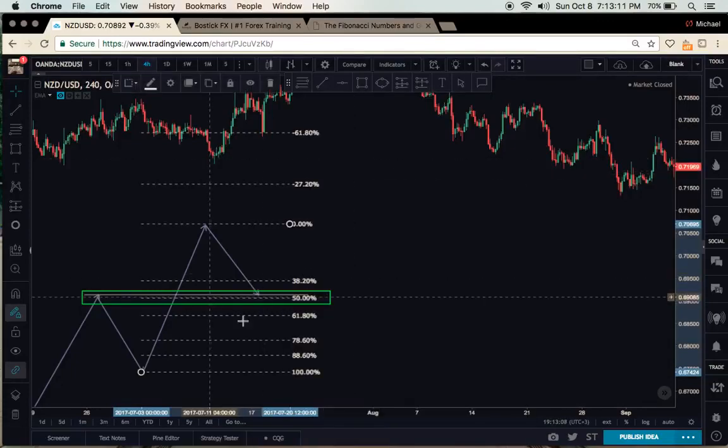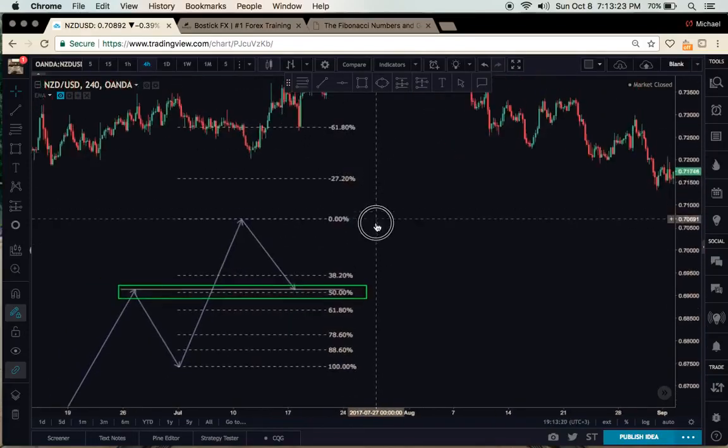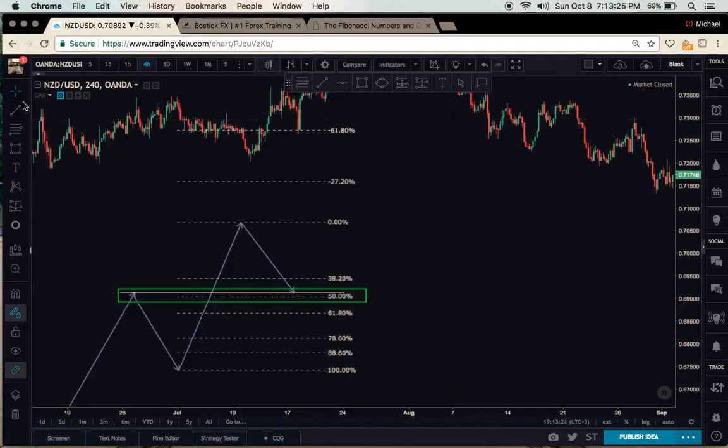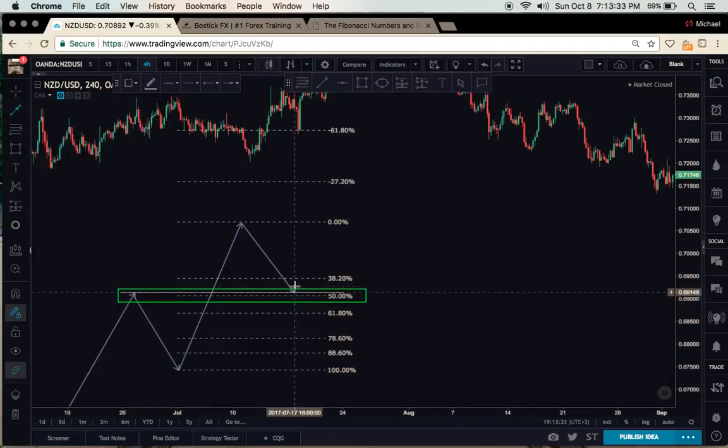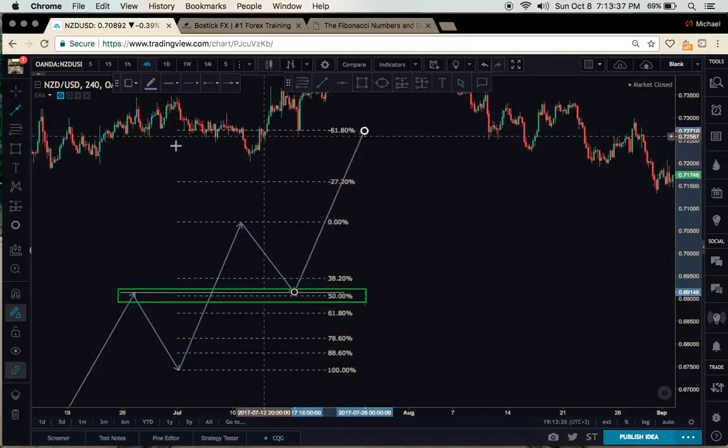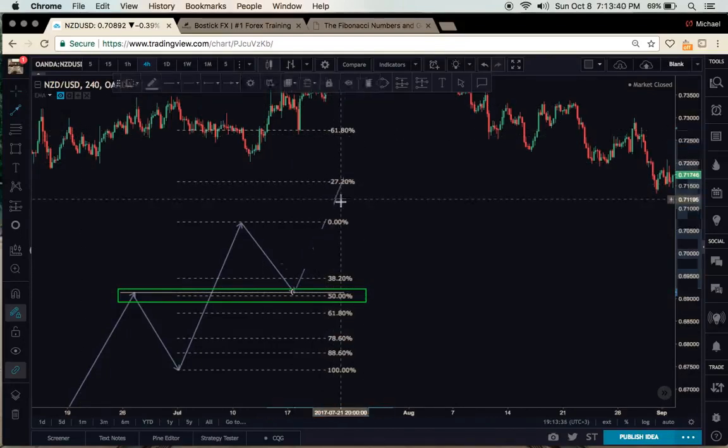So an extension is basically how far past the zero line it is. So this is 27.2% past this zero line. This is 61.8% past, right? So usually, if price reverses off of one of these levels, it will end up going to either the 27.2, or it may even continue all the way to 61.8. Usually price does that when it's trending, right?